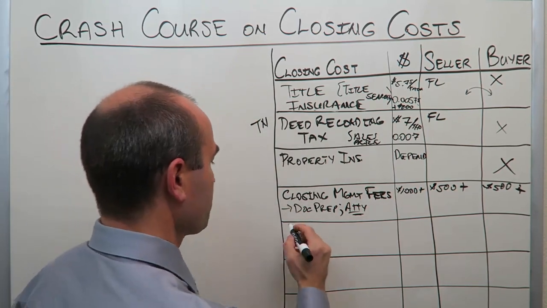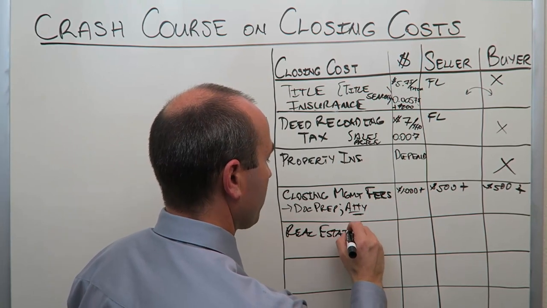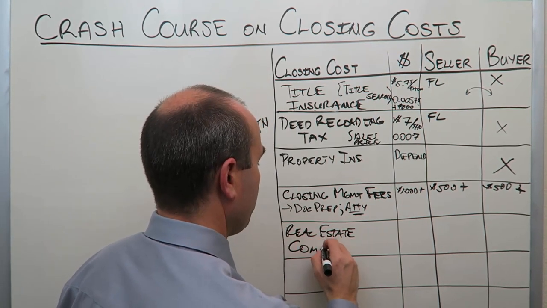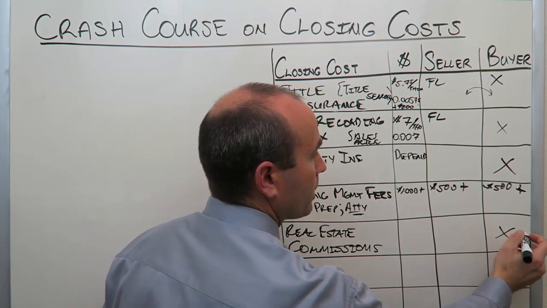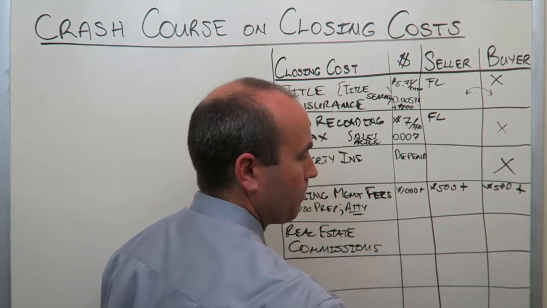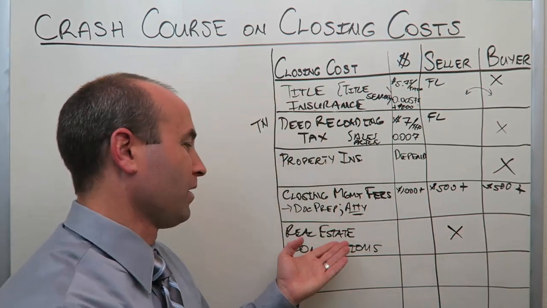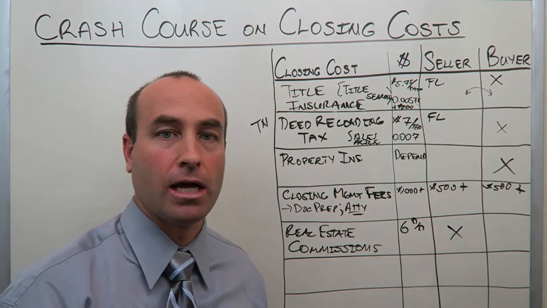All right, so next we're going to have real estate commissions. This right here is primarily paid for by the seller, but, and here's the key but, you can save a lot of money here. You don't have to pay 6% as the seller.